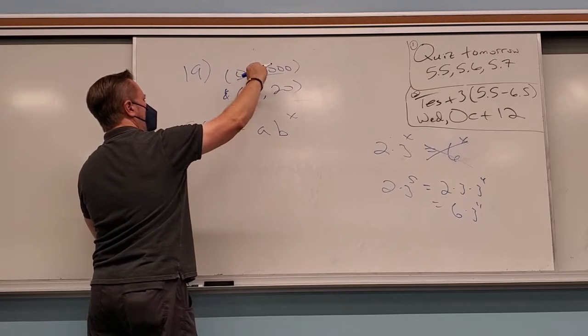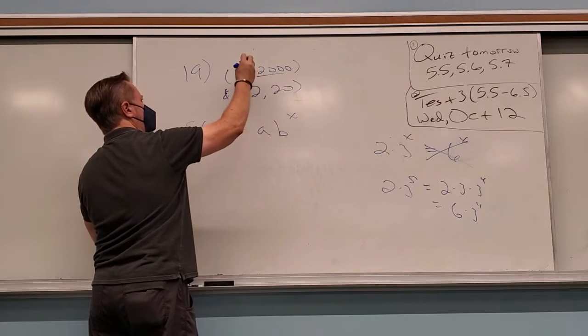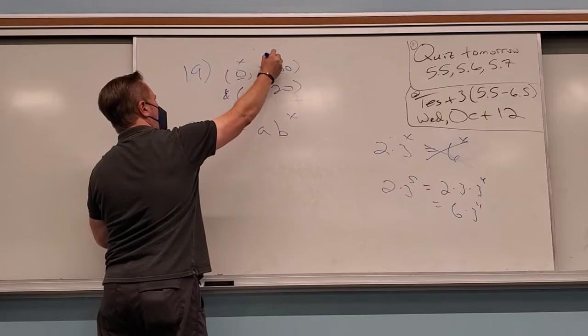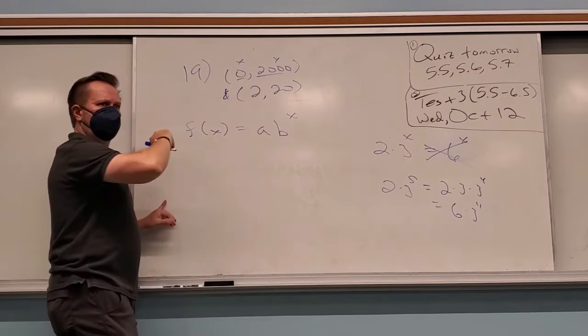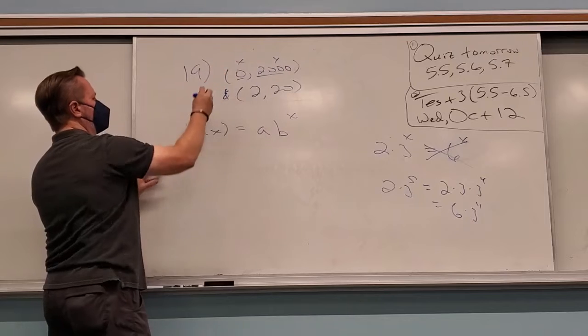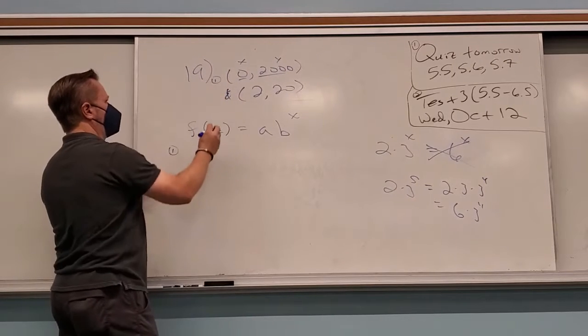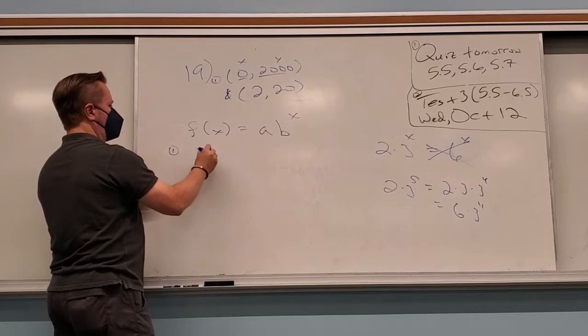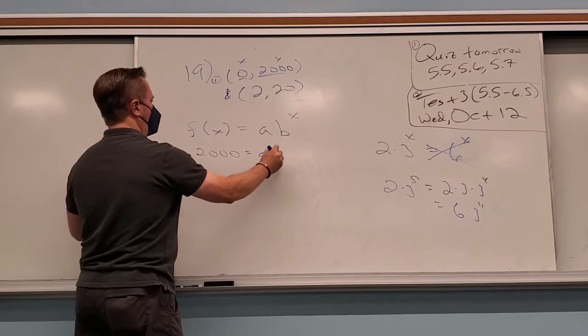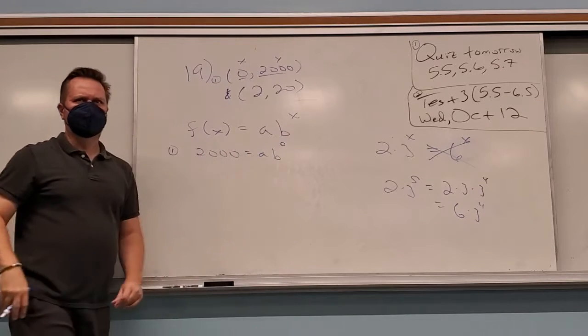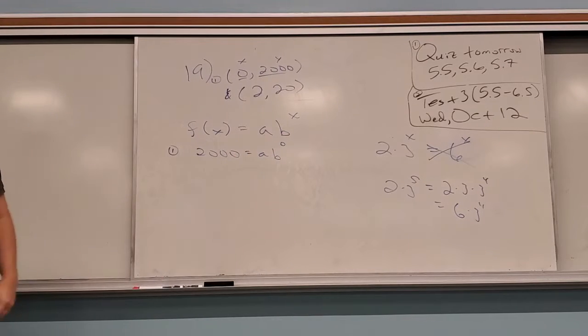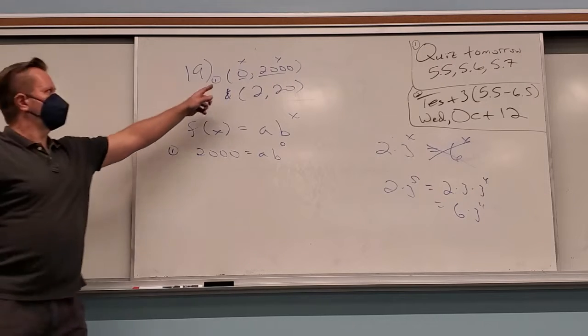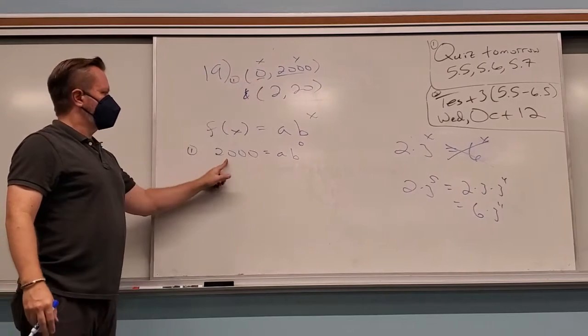What is 0? What is 2,000? When x is 0, the output is 2,000, right? So then what can I do with that information? So the first piece of information, the output is 2,000 when the input is 0. I just put the information directly in, right? When the input is 0, I get 2,000 output.